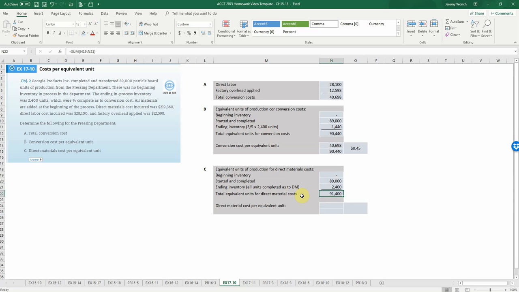So for purposes of direct materials, we have 91,400. It tells us that our direct material cost was 219,360, and our direct material equivalent units is 91,400. We'll just divide those out, and we get $2.40 of direct material cost per equivalent unit.